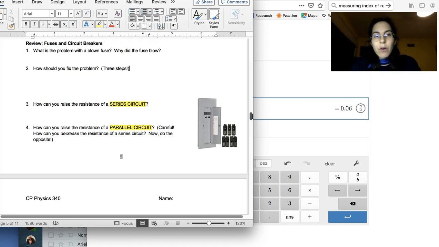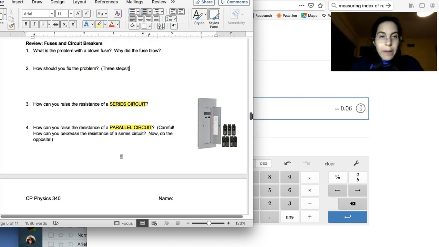If you haven't written this down, write it now. How do you lower the current in a parallel circuit? How do you decrease the current? That means increase the resistance in a parallel circuit. Pause this video if you haven't written it down yet. Think about it. Write it down. Ready? No, seriously, pause this video and actually think for yourself. You got it written down?